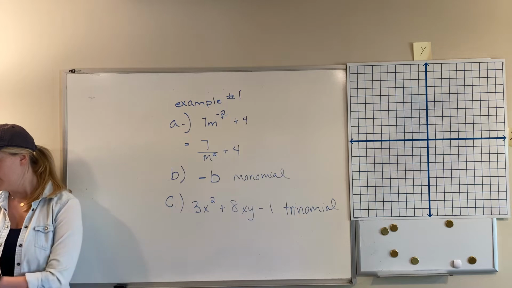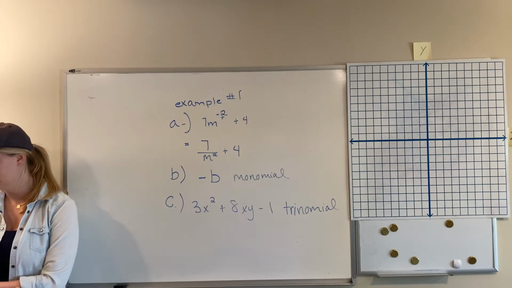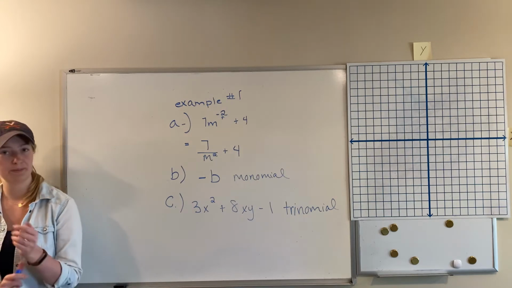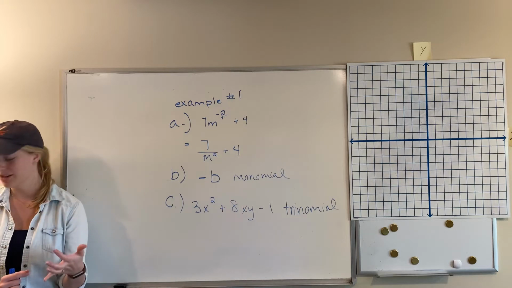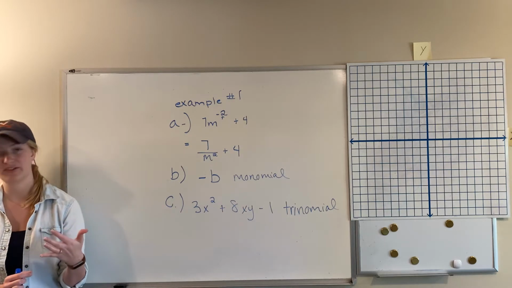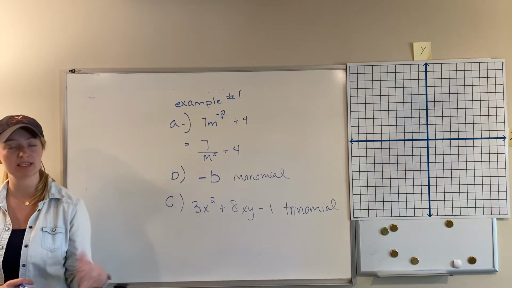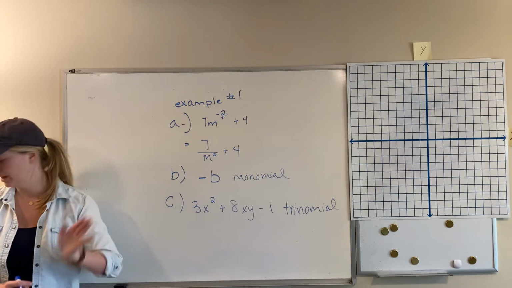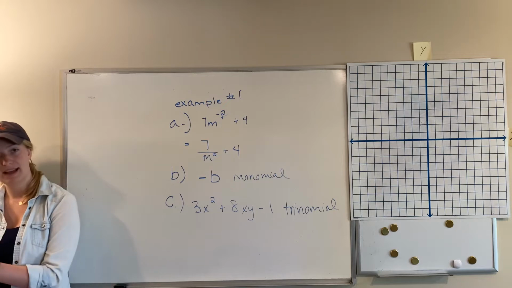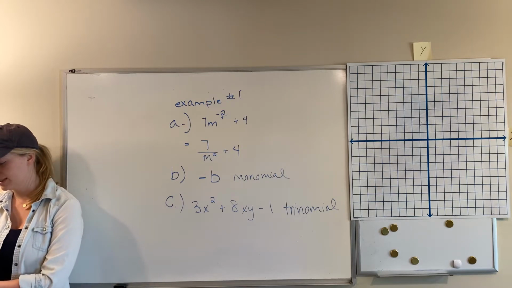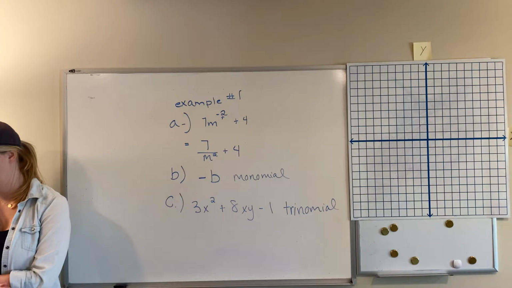Number 3, negative 3a plus 7ab squared plus 2. That is a polynomial because the only negative number we have is negative 3, which is a coefficient. We can have negative whole numbers. We cannot have negative exponents. So because of that, yes, it's a polynomial. How many terms does it have? 3. 3 terms means trinomial.